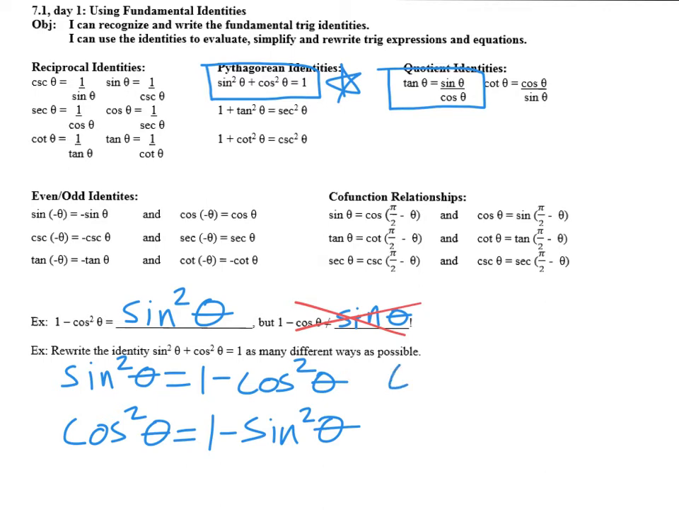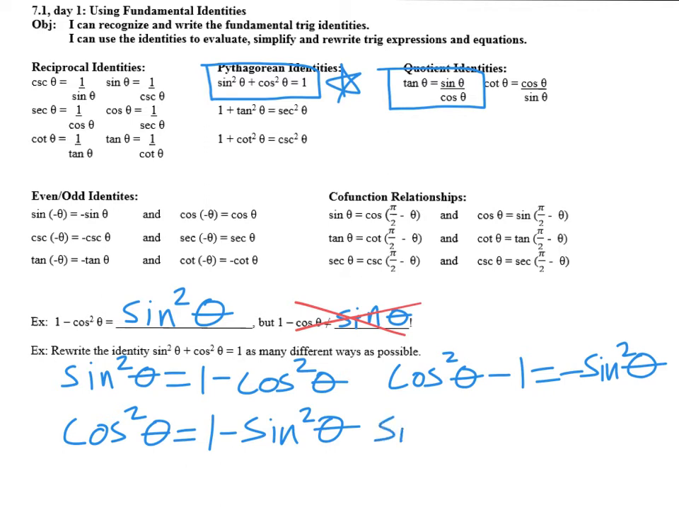Oh, if you kept rearranging a little bit, you could say cosine squared theta minus 1 is equal to negative sine squared theta. That's true. Okay, so my point here is sometimes, if you rearrange the terms of an identity, that's valid as well.